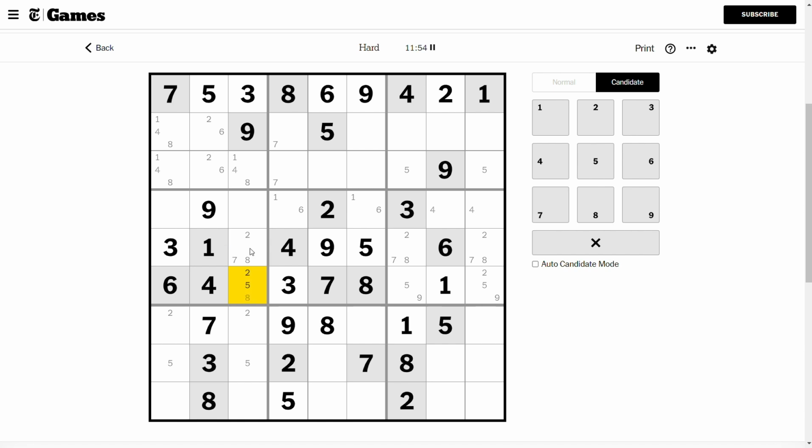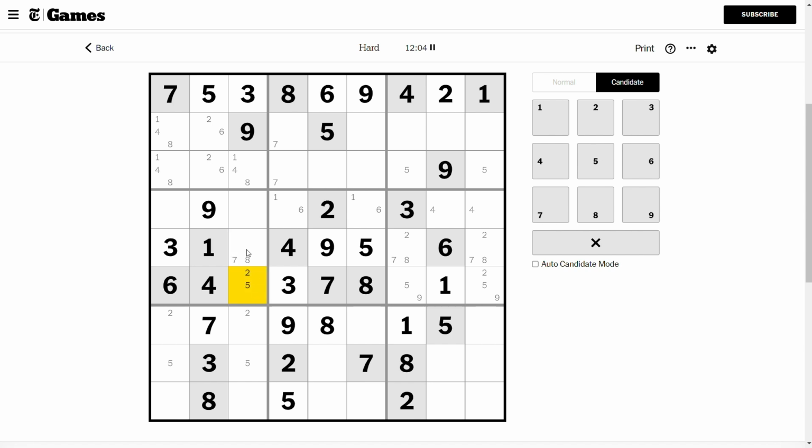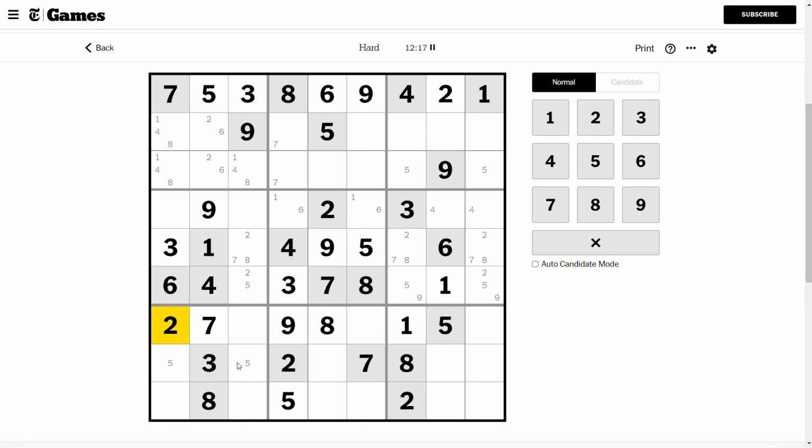2 is guaranteed to go into one of these two cells for block 4 because the other two open cells in the same block see another 2. So if 2 is guaranteed to go into one of these two cells that are both in column 3, 2 in this cell is then eliminated. With these twos, they force the digit 2 into this cell in block 7.